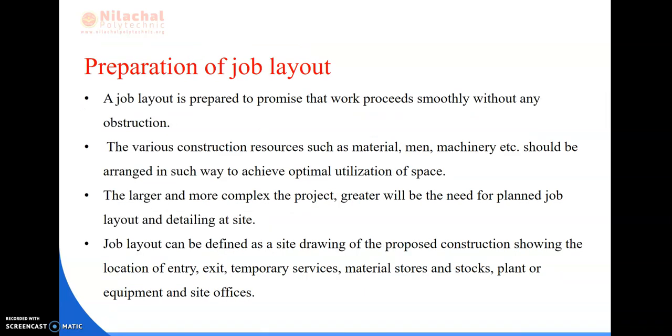Next we will be reading about the preparation of the job layout. A job layout is prepared to ensure that the work proceeds smoothly without any obstruction. The various construction resources such as material, men, machinery, money, etc. should be arranged in such a way as to achieve the optimal utilization of the space. The larger and the more complex the project, the greater will be the need for planned job layout and detailing at the site. Job layout can also be defined as the site drawing of the proposed construction, showing the location of the entry, exit, temporary services, material stores, stocks, plant or equipment and site offices.